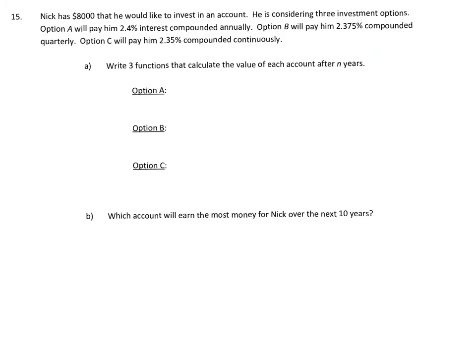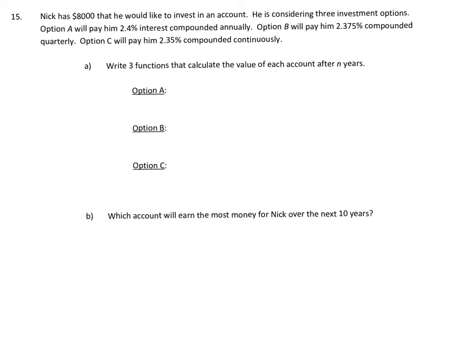Okay, and finally we're on to number 15, which is the last question. This is another investment one. Nick has $8,000 he would like to invest in an account. He is considering 3 investment options. Okay, so let's take a look at these one at a time. Option A will pay him 2.4% interest compounded annually.